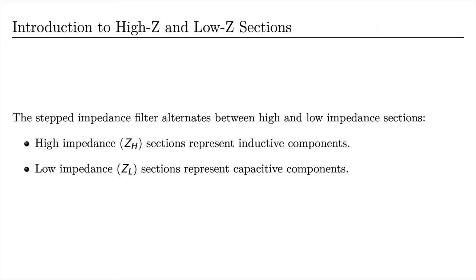To summarize, Richard's transformation enables us to convert lumped LC filters into transmission line equivalents for high-frequency applications. This approach uses short and open-circuited lines to represent inductors and capacitors, making microwave filter designs more practical by avoiding reliance on impractically sized lumped elements.